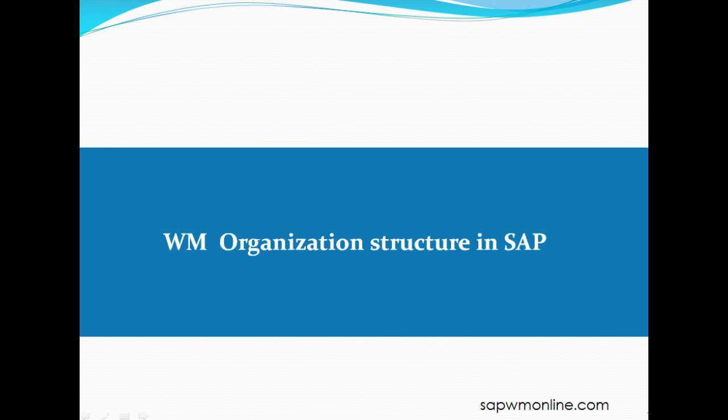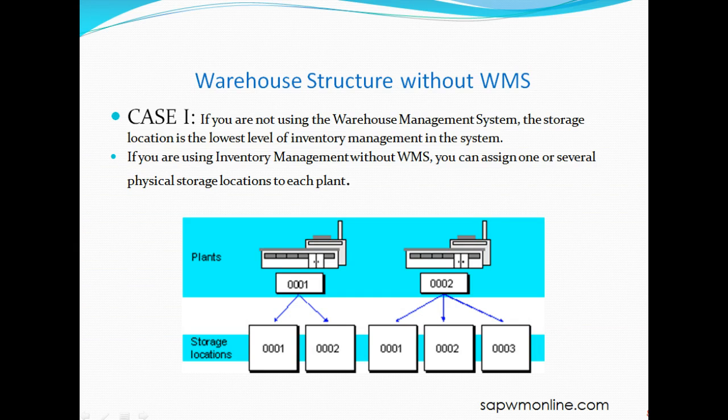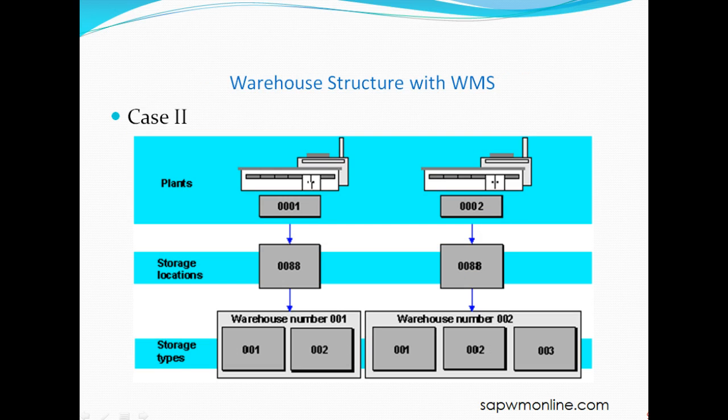Let us now discuss the WM structure in SAP. We will first have a look at a structure without a warehouse management system in place. So this is case 1. If you are not using the warehouse management system, the storage location is the lowest level of inventory management in the system. So you can see one plant linked to a single storage location or multiple storage locations, and that's it. If you are using inventory management without WMS, you can assign one or several physical storage locations to each plant.